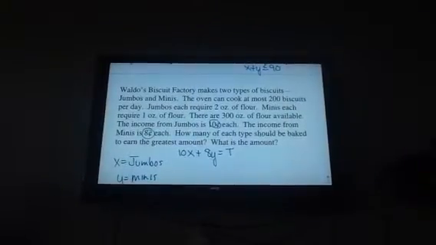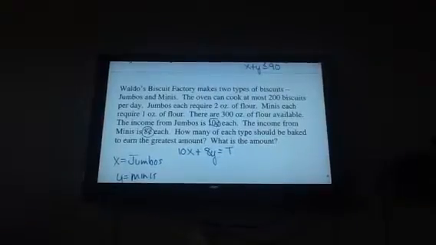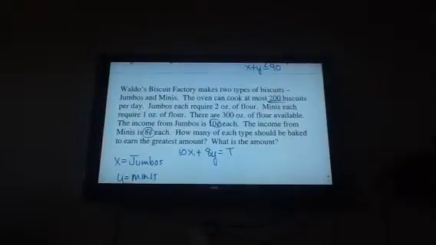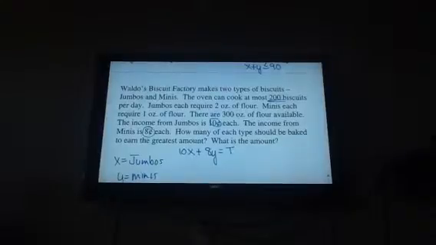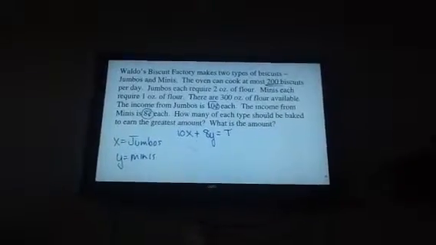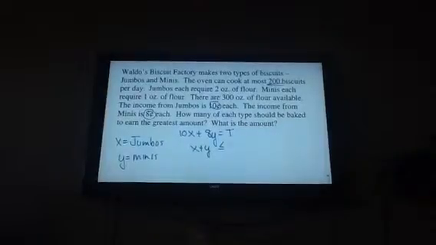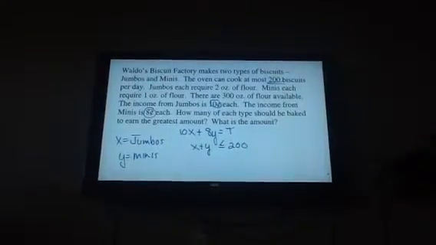Now my constraints, and this is where it's a little trickier than the last question. The oven can cook at most 200 biscuits per day. It doesn't specify what kind. So total 200. So jumbos and minis together. X plus Y less than or equal to 200 at most.